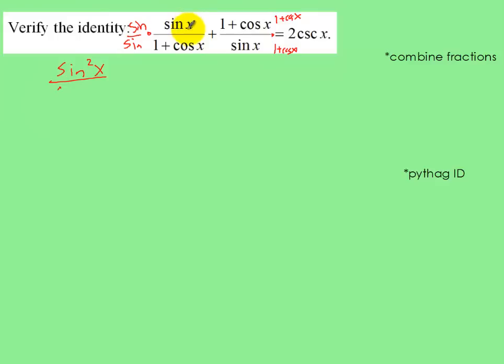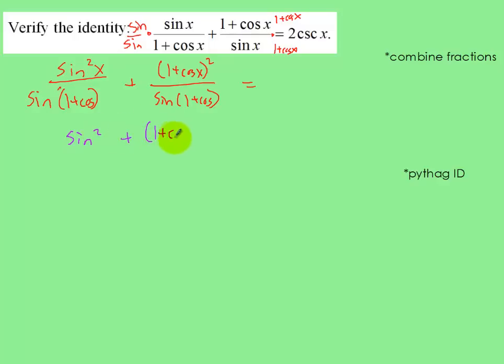So I have a sine squared of x for the first fraction. Actually, I'll just write out the steps for you. Never mind. So sine plus 1 plus cosine of x times 1 plus cosine of x, so it's 1 plus cosine of x squared over sine times 1 plus cosine. Same denominators, and then equals whatever. Since it's the same denominator, I'm going to combine that. So I get sine squared plus 1 plus cosine squared all over sine times 1 plus cosine.